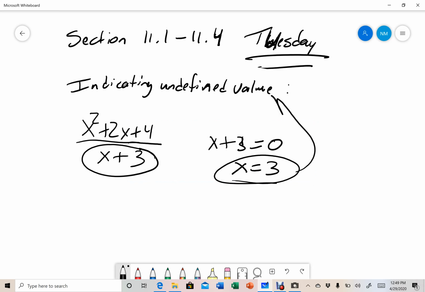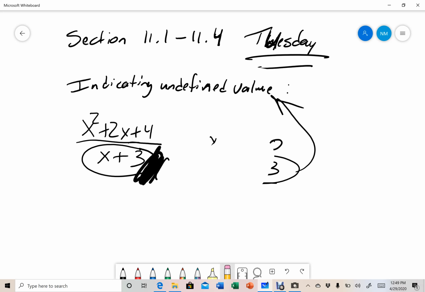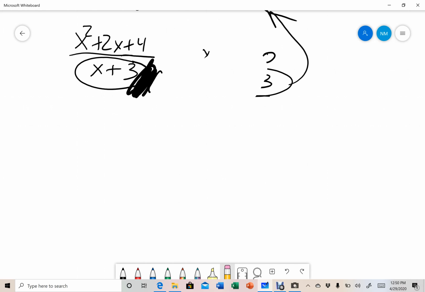That would be the indicated value that would be undefined in this circumstance. So we take our denominator, we set it to 0, and then we solve for x. There are 2 of those, 4 and 5 of the quiz. Then 6 and 7 is just writing the reciprocal.